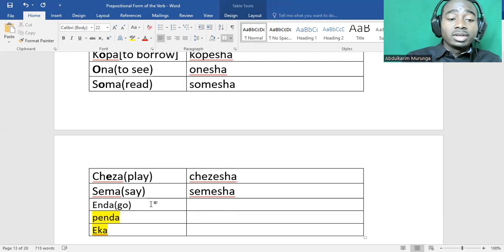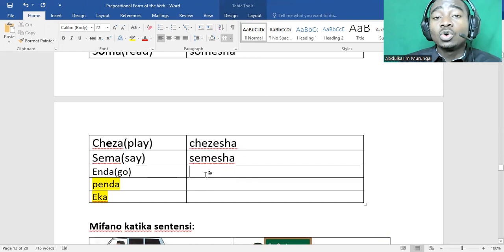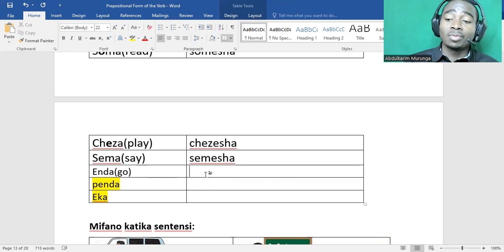Enda, okay, go. Endesha is to make something go, and that is to drive. We use this to drive everything that moves, that people make move. If it's a plane, we say kuendesha ndege. If it's a car, kuendesha gari. If it's a bicycle, kuendesha baisikeli.